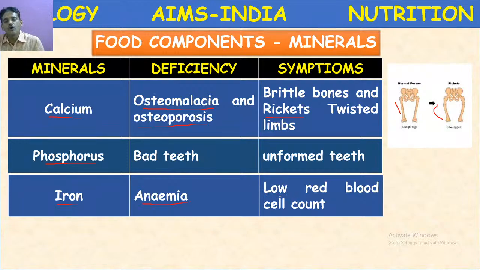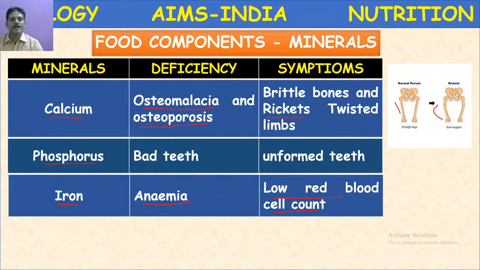So low RBC count is the main symptom of anemia. Anemia means weakness. When the RBC count is reduced, automatically the functions of RBC are hampered, meaning oxygen availability to the tissues is reduced, so energy may not be produced and the person becomes weak. This is the symptom of anemia.